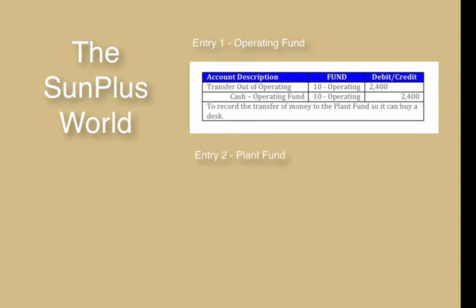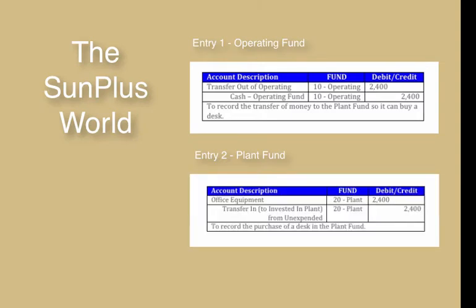Then we need an entry in the plant fund side. In the plant fund, we will be debiting office equipment, and we will be crediting transfer in. And this transfer will be into the invested in plant from unexpended plant. Once again, that will be handled using analysis dimensions. And this is the entry that is necessary to record the purchase of a desk in the plant fund.